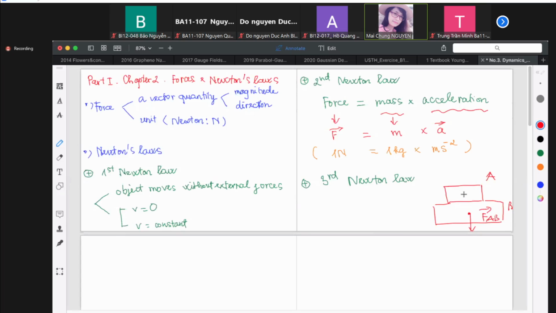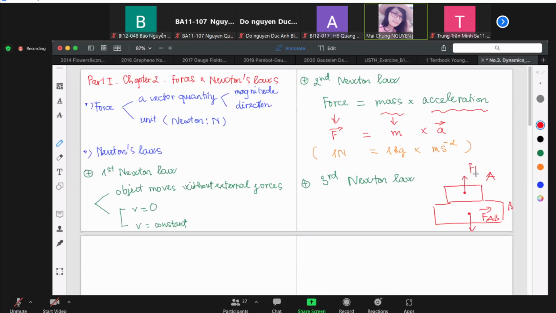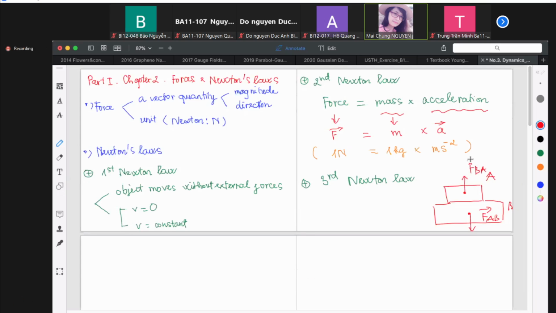Very similar, we have the reaction from B to A, put on the opposite side at A, with the name of force F_BA. That means the force of B acts on A. Is that okay? We have the formula to connect them: F_AB is opposite, that means minus F_BA. So is that all for Newton law?